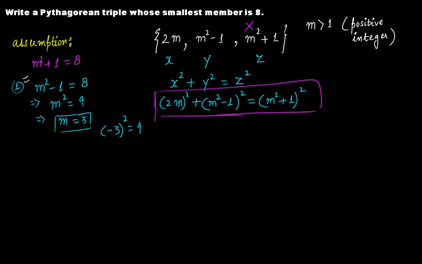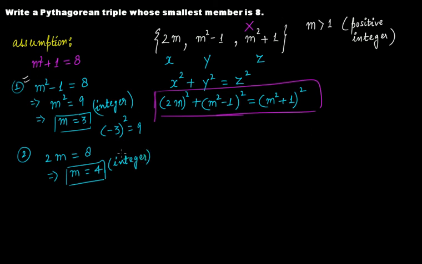That is, let's assume that 8 is 2m. So 2m, that is x, 2m is equal to 8. From here, you get m is equal to 4. Now you'll say that, hey, we are getting an integer value here, m is equal to 3, and m is equal to 4 is also an integer value. This time we are getting two integer values. Which one is correct? That's why I said that it's important to check this one also.